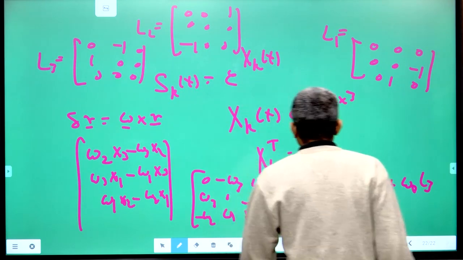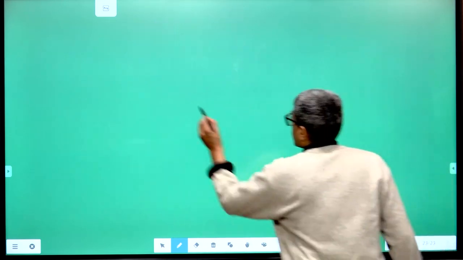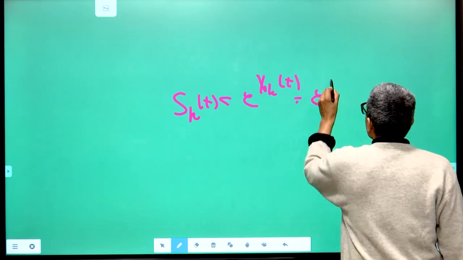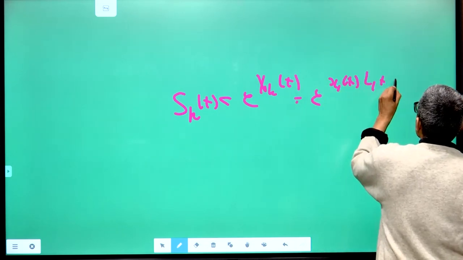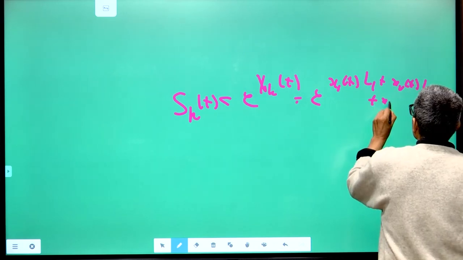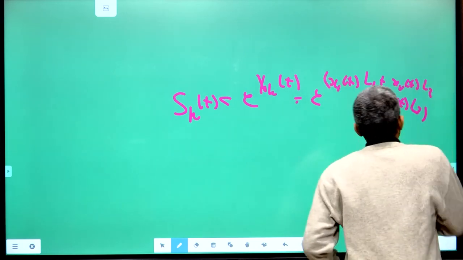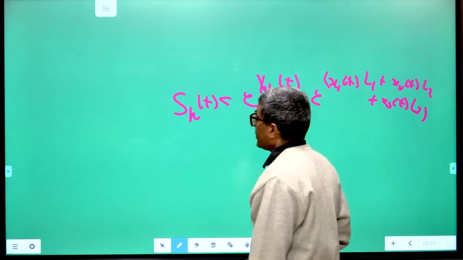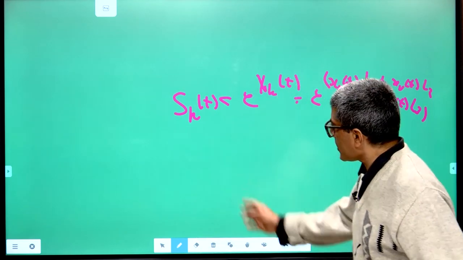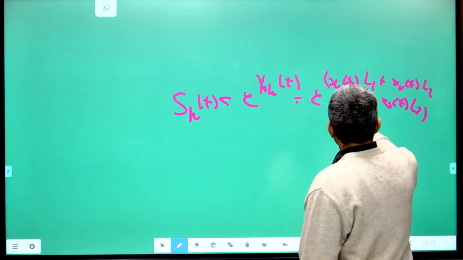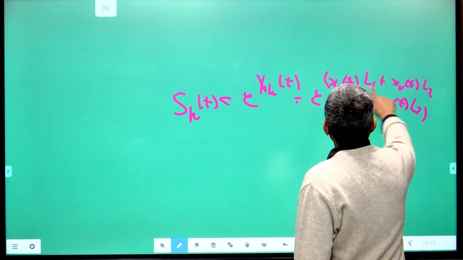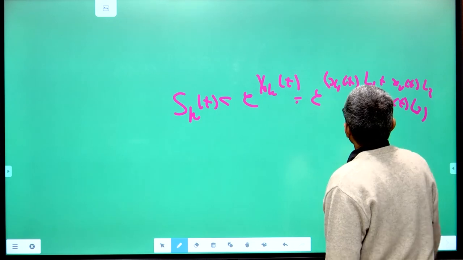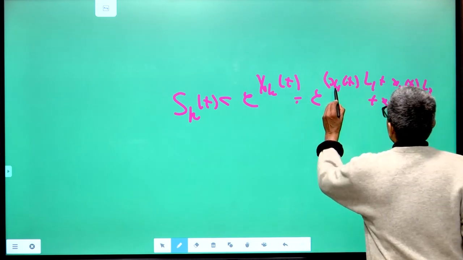So I can parameterize my SK, SK(t), as e to the power X_k(t), which is equal to e to the power x1(t) L1 plus x2(t) L2 plus x3(t) L3, where x1, x2, x3 are real valued functions of time. Then, using the standard formula for the derivative of the exponential map in Lie algebra, you can convert this system of differential equations for the rotation matrix R_k into a system of nonlinear differential equations for these real valued functions of time x1(t), x2(t), x3(t).